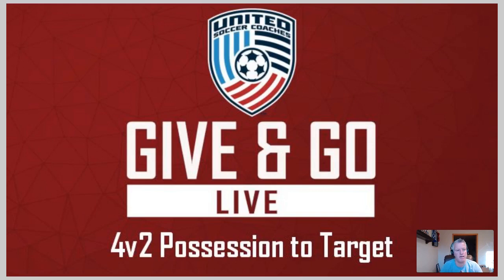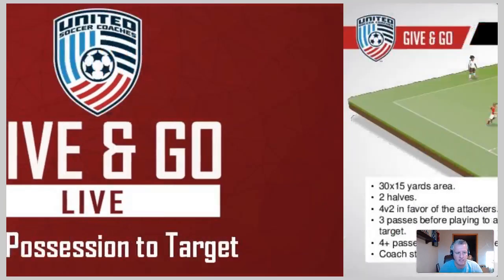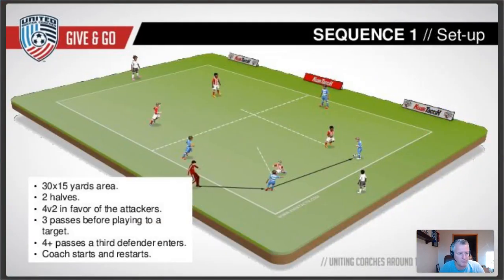My name's Dave Newberry and today's topic is 4 versus 2 possession to target, an attacking focused activity. The setup is a 30 by 15 yards area with two halves of the field approximately 15 by 15. In one half you have a 4 versus 2 and in the other half of the field we have the remaining two players for the defending team.